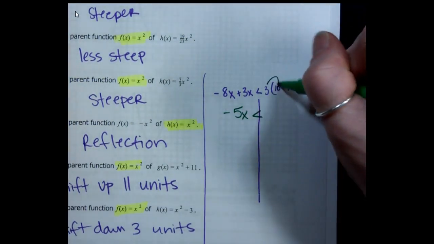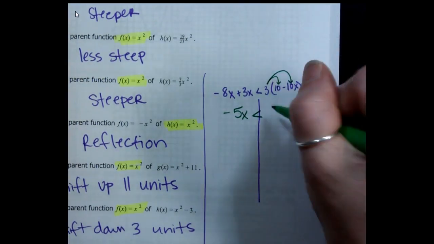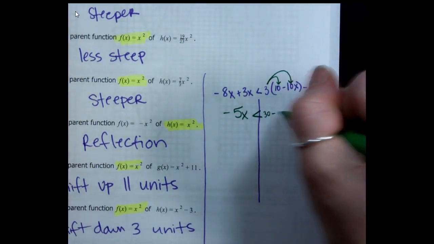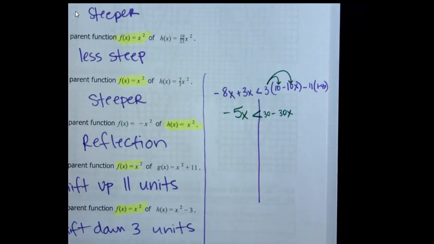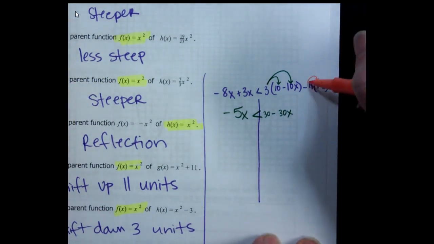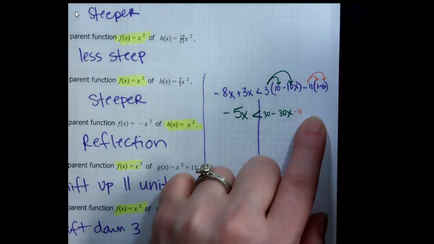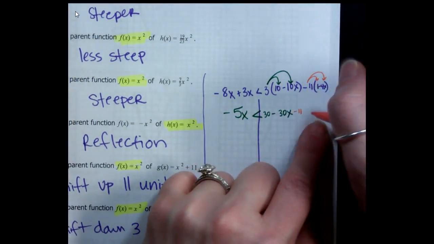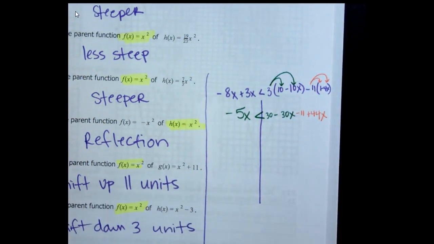I can do 3 times 10 and 3 times negative 10x. So I have 30 minus 30x. And then I can do negative 11 times 1 and negative 11 times negative 4x. So I have negative 11, and then negative 11 times negative 4 is positive 44x. Okay.